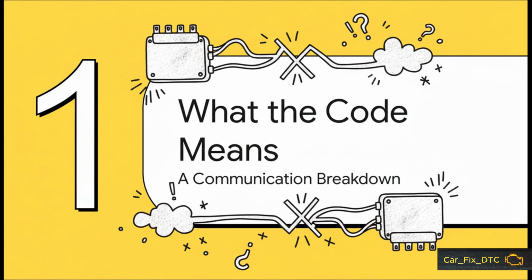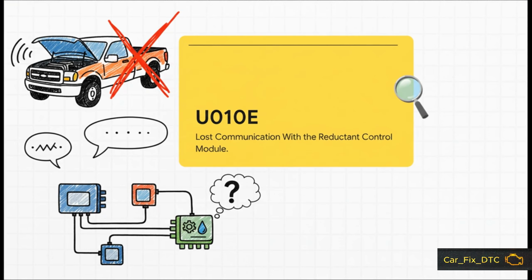Okay, first things first. Let's decode this message your car is sending you. At its very core, the U010E error is all about a communication breakdown. So let's break down what that actually means for your vehicle. Here's the official, technical definition: lost communication with the reductant control module. So what is that? Well, think of it as the brain for a key part of your diesel engine's emissions system. It helps reduce nasty pollutants. When this code pops up, it means that brain has stopped talking to the rest of your car's computer network.